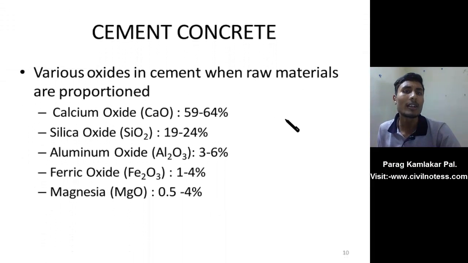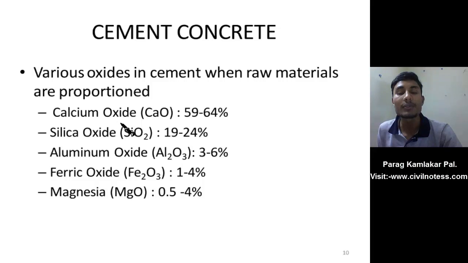Now what is the cement composition? What are the raw materials in ordinary Portland cement? Calcium oxide, named CaO, is 59 to 64% available in ordinary Portland cement. Then silica oxide, aluminum oxide, ferric oxide and magnesia. These are the standard percentages available in ordinary Portland cement.